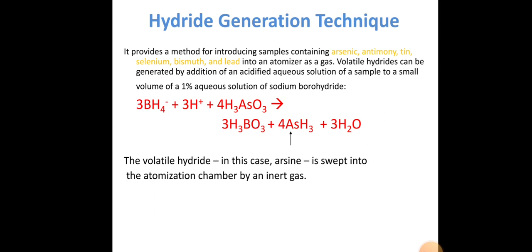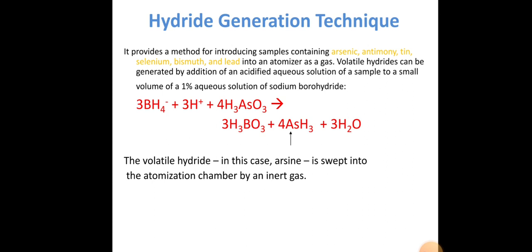So as you can see here, hydride generation technique provides a method for introducing samples containing arsenic. These are the elements: arsenic, antimony, tin, selenium, bismuth, and lead, and a few other elements into an atomizer as a gas. Volatile hydrides can be generated by addition of an acidified aqueous solution of a sample to a small volume of a 1% aqueous solution of sodium borohydride.